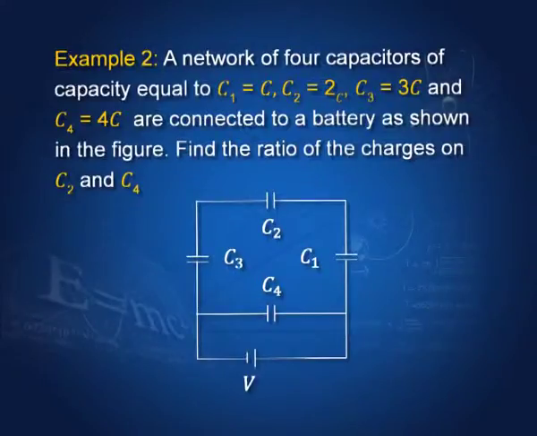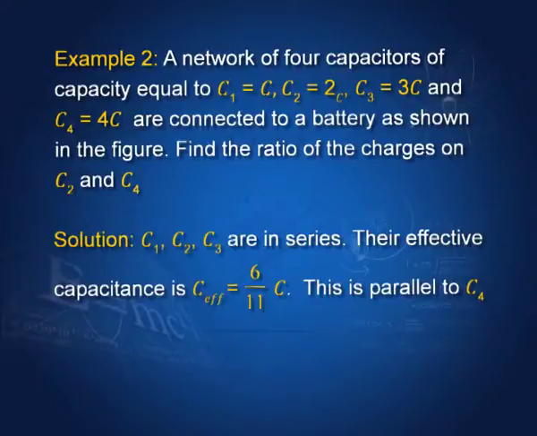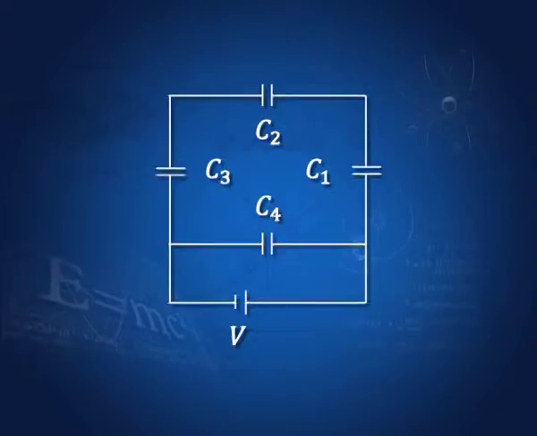In this example, we have 4 capacitors. Three of them, C1, C2, C3, are in series. Why are they in series? Because the negative plate of this one joins with the positive plate of this one, and then the negative of this is joined with the positive of this, and so on. The effective capacitance due to C1, C2, C3 is again in parallel with C4. So we take 1 by C1 plus 1 by C2 plus 1 by C3, and the reciprocal of that gives the capacity of this series combination.